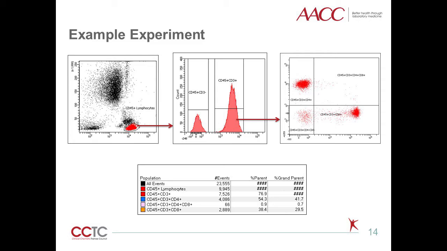Cells that are positive for only CD4 are in the top left quadrant, cells positive for only CD8 are in the bottom right quadrant, and cells that are negative or positive for both are in the bottom left and upper right quadrants, respectively. The statistics window shows the number of events collected for each population and associated percentages. In this example, 76.9% of CD45 positive lymphocytes are CD3 positive, 54.3% of the CD3 positive T cells are positive for CD4 but negative for CD8. Those same cells are 41.7% of the total lymphocytes, its grandparent population.